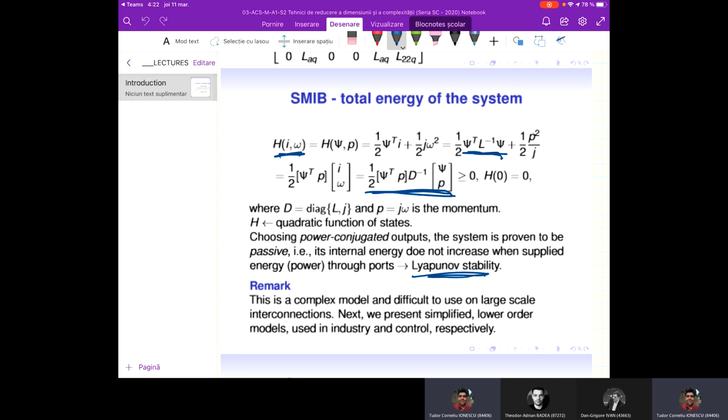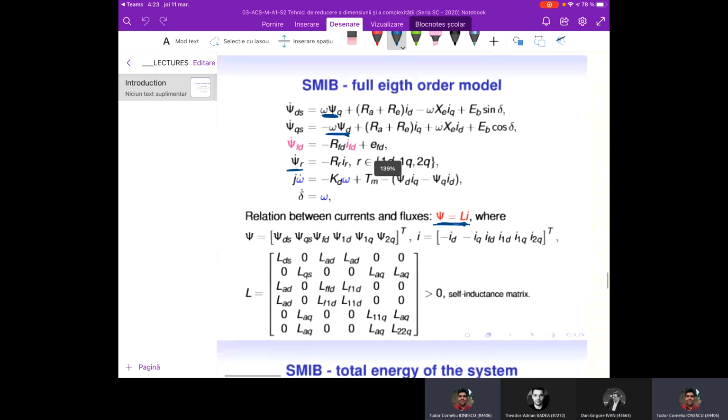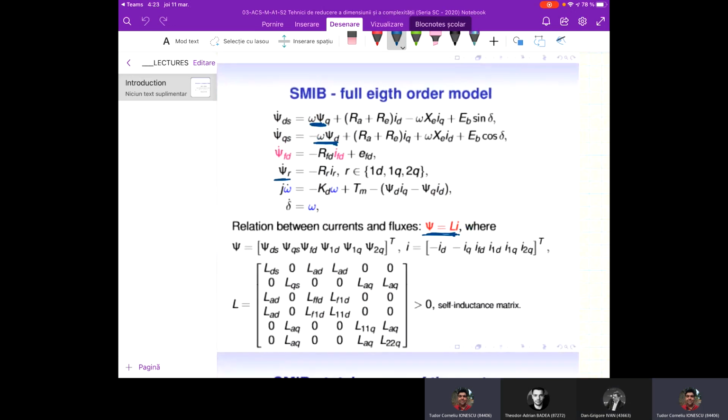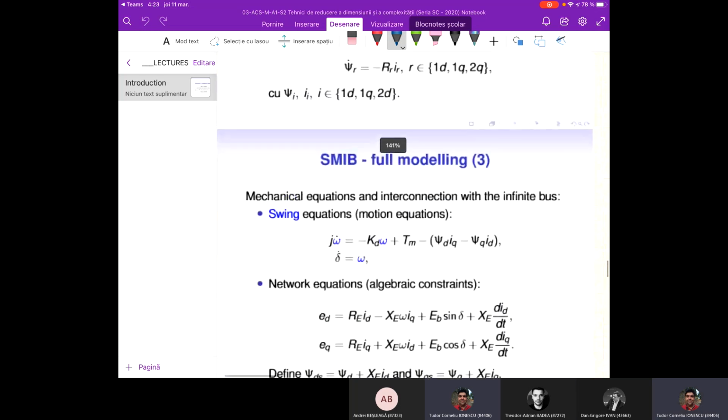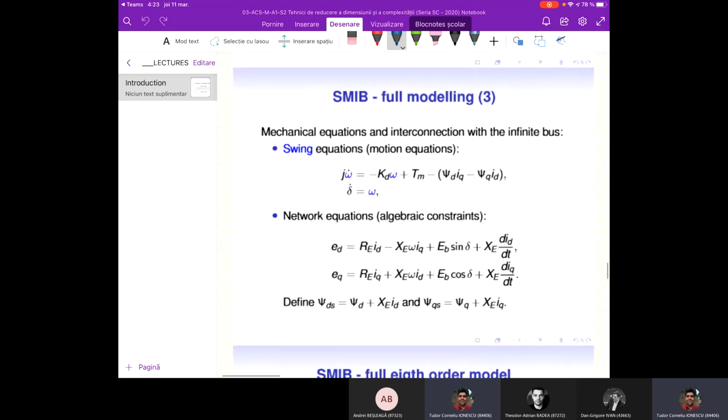Okay, last time we started talking about certain dynamical models. We presented certain dynamical models emphasizing the complexity of such models, with the scope of understanding the purpose of model reduction techniques. And we stopped at the single machine infinite bus, which is an electromechanical system typical for power grids.